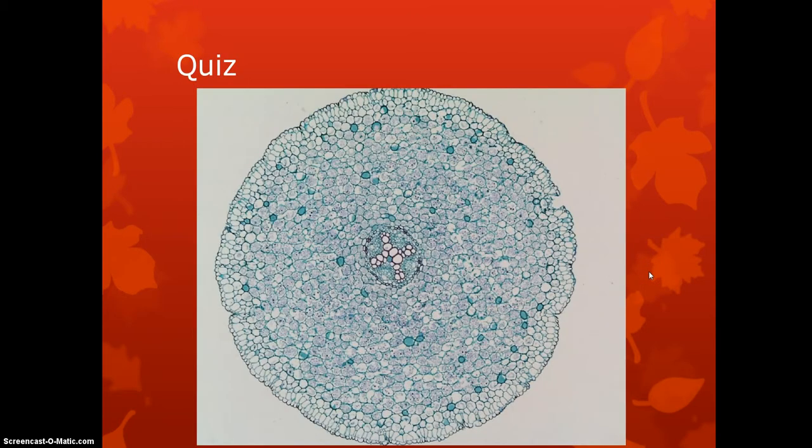Now, quiz. Can you remember which are the food carrying tubes and which are the water carrying tubes in this diagram? And can you remember this is the cross section of which part of the plant? Have you guessed it right? This is the cross section of the root of the plant, and these are the water carrying tubes and these are the food carrying tubes.